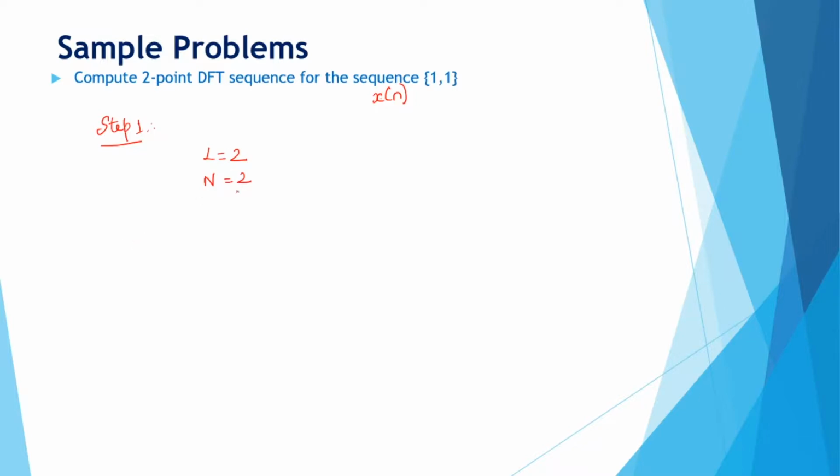Suppose there is a mismatch in the length, for example, my x of n is equal to 1. Here the length is L equal to 1. However, I have to compute a 2-point DFT. Then, in order to match the length, you have to pad additional zeros to get a perfect match. In this case, I will pad only one 0. So, x of n equals 1, 0. The length gets matched. Then you can compute the problem.